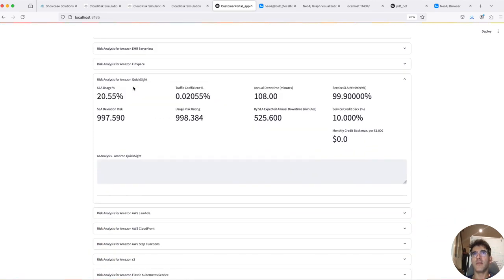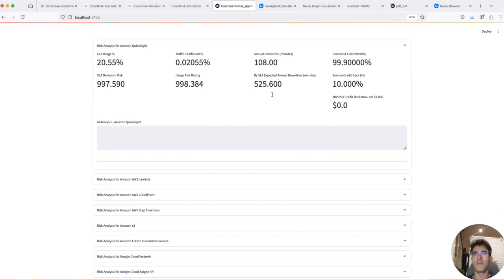For example, in Amazon QuickSight, similarly, they just used 20% of their SLA. The expected downtime is up to 500 minutes, and they only had 108 minutes of downtime this year.